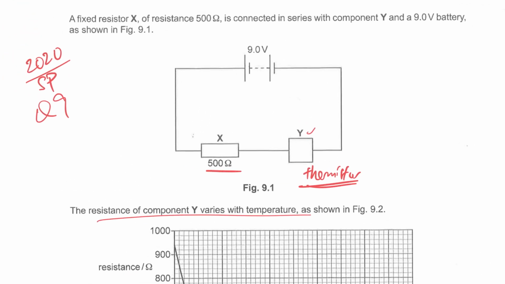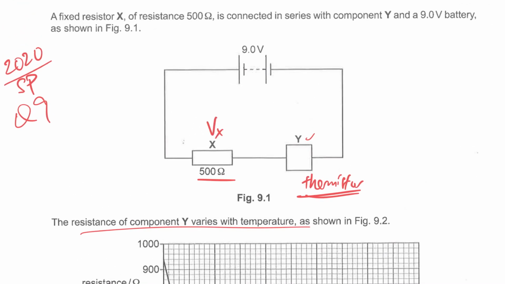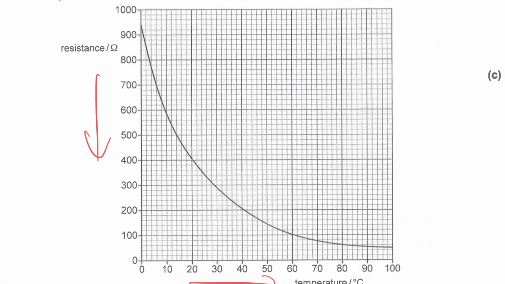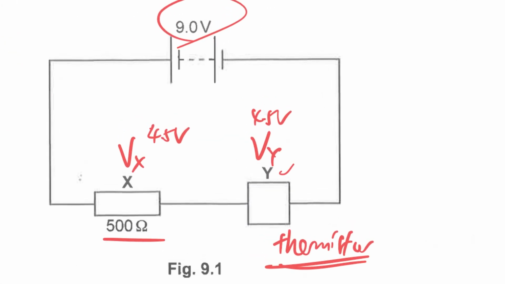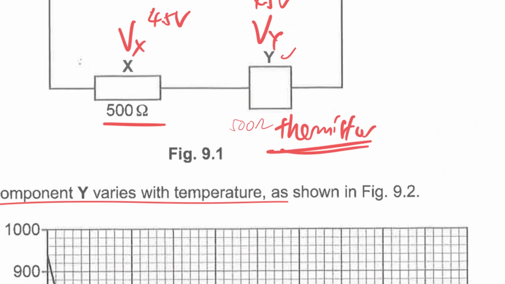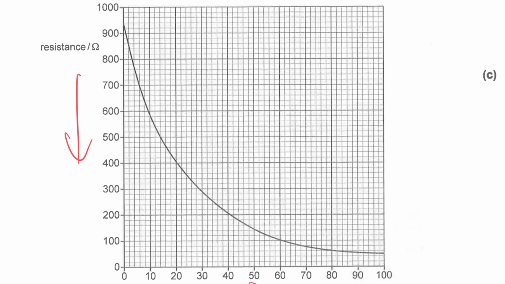Using your basics, when Vx equals Vy, that means both have to be 4.5 volt, because the EMF is 9 volt. The only case where both can have the same potential difference is when they have the same resistance. That means this will be 500 ohms also. So from figure 9.2 here, you know it's 500.